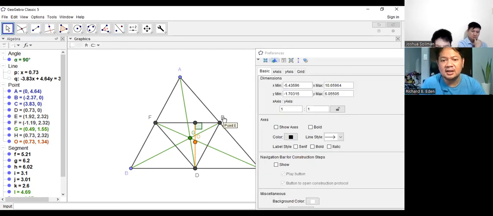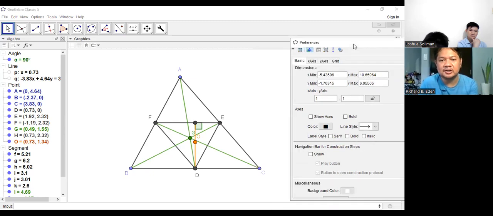So that orange line, this is an altitude of DEF. Okay, so you said the medial triangle is similar to triangle ABC. Tapos, the vertex D of the medial triangle corresponds to the vertex A. So if we drew the altitude through D for the medial triangle, let's look into the corresponding altitude of the original triangle. So the altitude through A.